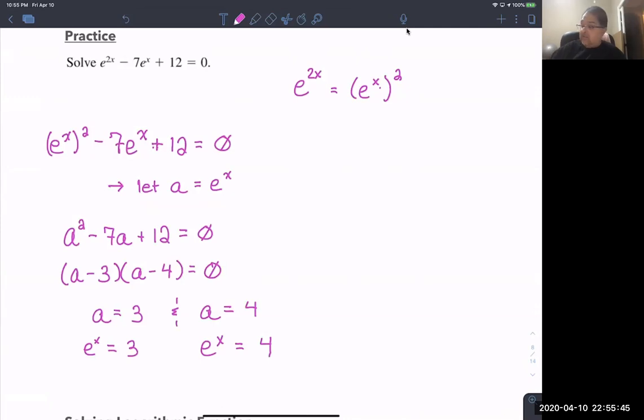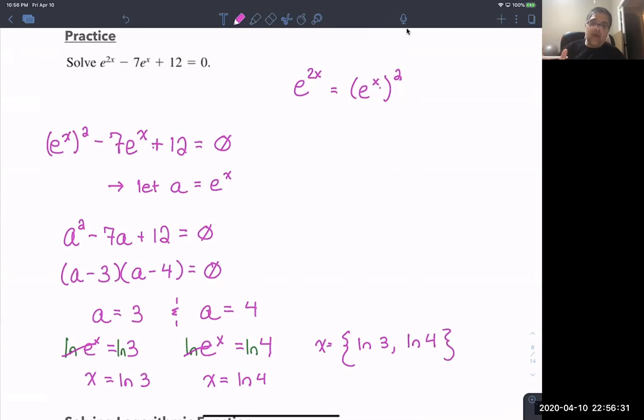Well, I take the logarithm, the inverse log, and I'll do the log base e, which is natural log. So if I have an exponential, I got to take the log of both sides, log of the same base. And this is log base e, which is known as natural log. The natural log and e cancel. That gives me x equals the natural log of 3, and x equals the natural log of 4. So my solution set are these.